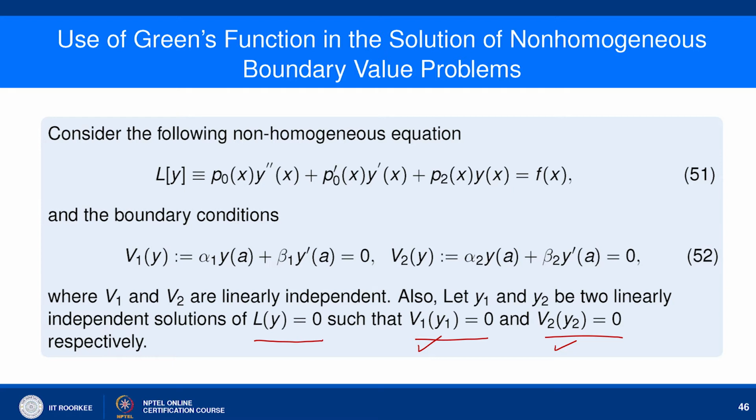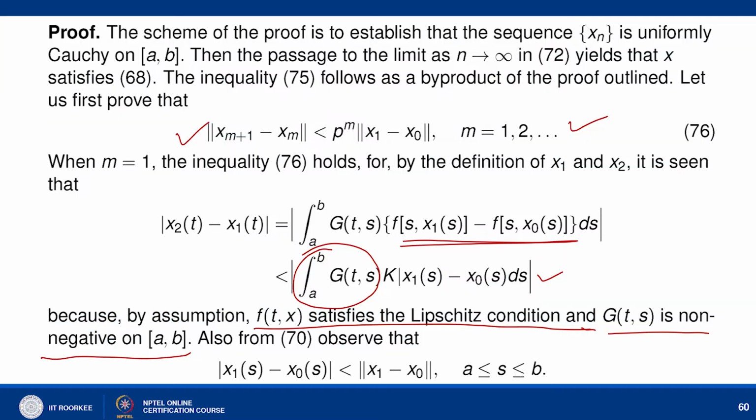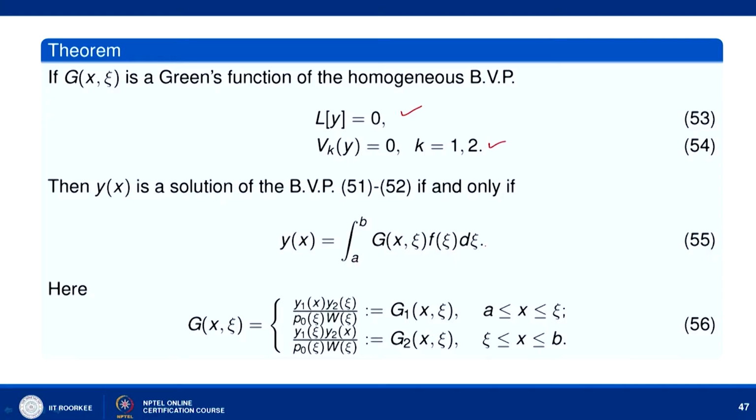And here we say that if G(x, xi) is a Green's function of the homogeneous boundary value problem Ly = 0 with the boundary conditions Vk y = 0, where k is from 1 to 2, then y(x) is a solution of the boundary value problem, that is the non-homogeneous equation with homogeneous boundary conditions, if and only if y(x) is given by the integral from a to b of G(x, xi) f(xi) d xi, where G(x, xi) is given as y1(x) y2(xi) divided by P0(xi) W(xi), which I denote as G1(x, xi), for x from a to xi, and G2(x, xi), which is given by y1(xi) y2(x) divided by P0(xi) W(xi), for x from xi to b. Please note that this P0(xi) W(xi) is a constant, and we have already discussed how to get this constant using Lagrange's identity.